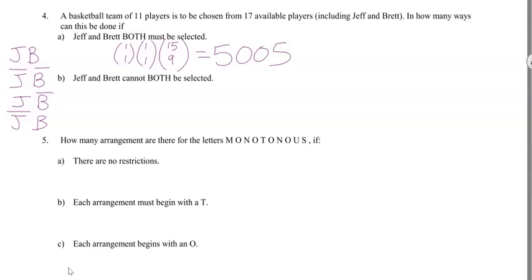Okay, so both cannot be selected is these 3 ways. Or, and I'm not talking about using the plus operation, or we could say, listen, there are 17 choose 11 ways of making up this team. If from that we take away the ones where they're both on, then what's left?